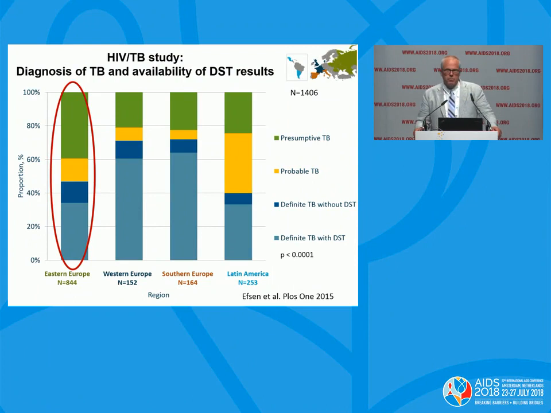Also, if you looked at something as simple as drug susceptibility testing in the region compared to Western and Southern Europe, or we also included colleagues from Latin America as a comparison, you can see that the number of TB cases which was definitively diagnosed and where you had drug susceptibility testing available was only around 30% in the region.